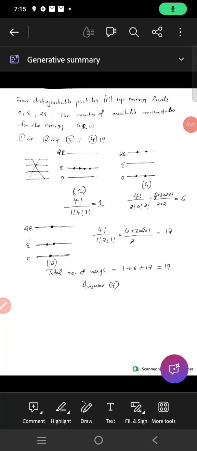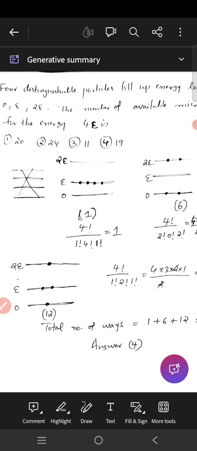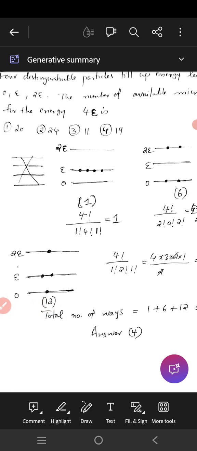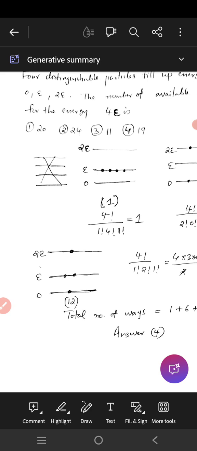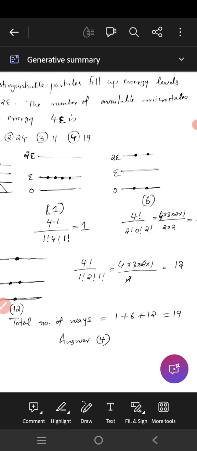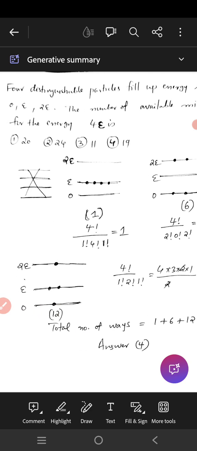Let's see a problem. Four distinguishable particles fill up the energy levels 0, epsilon and 2 epsilon. We have to find the number of available microstates for the energy 4 epsilon, that is, the number of microstates for the system having total energy 4 epsilon.